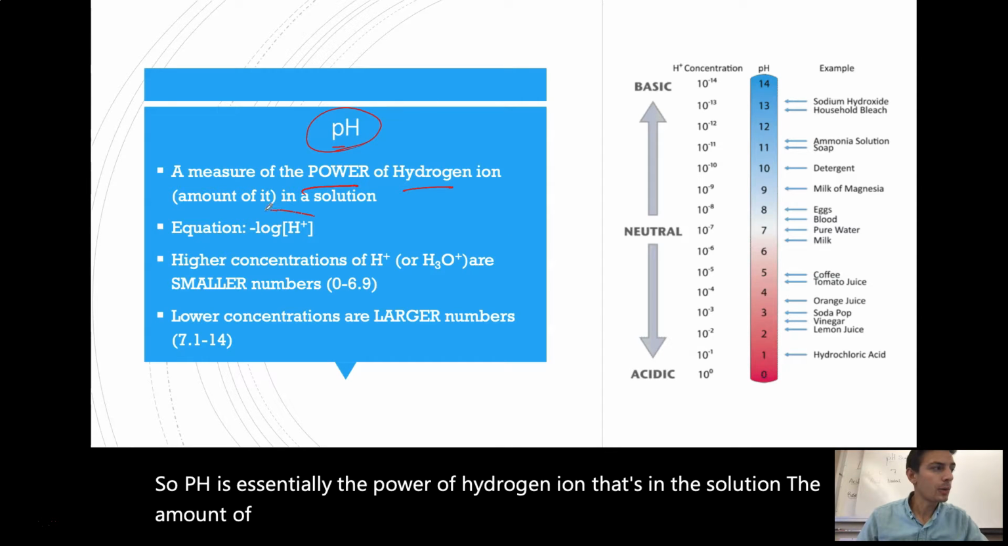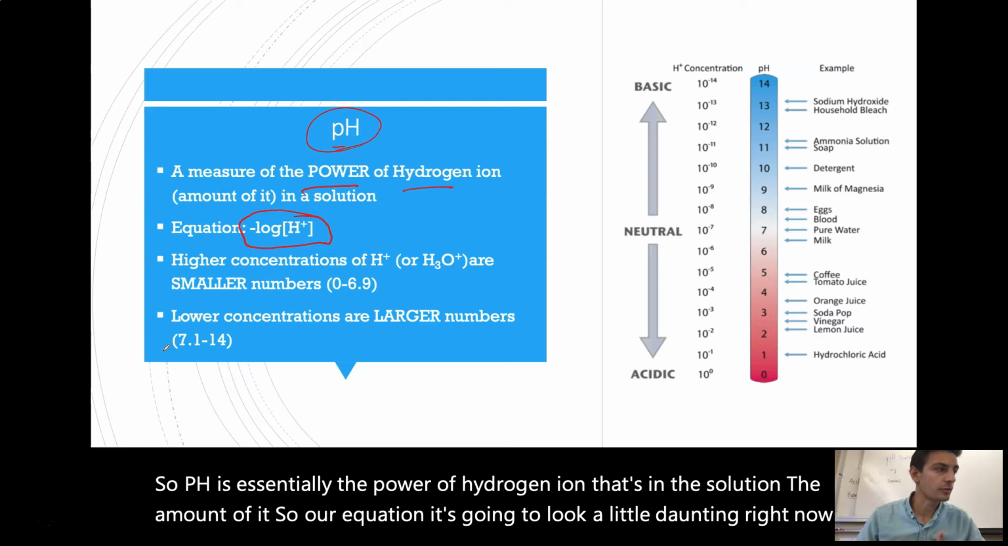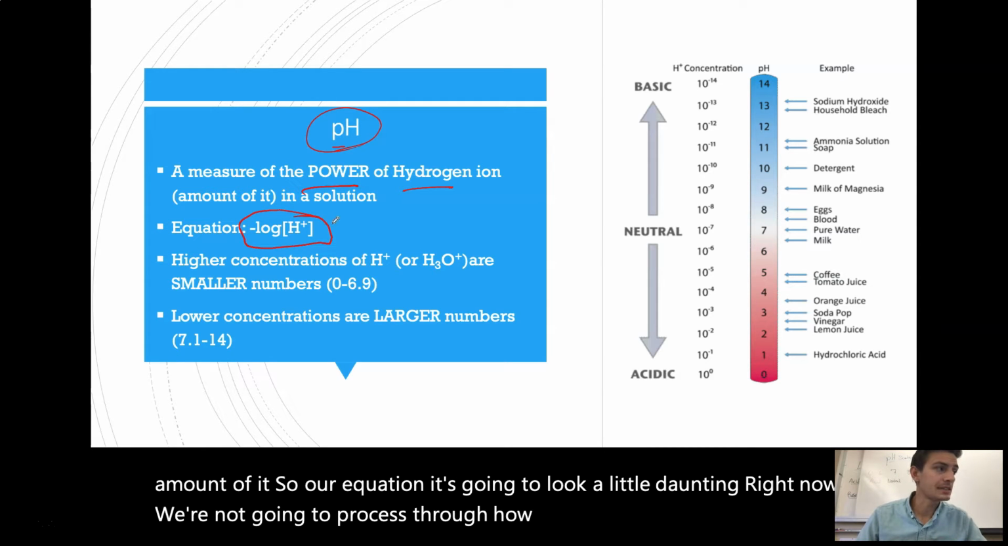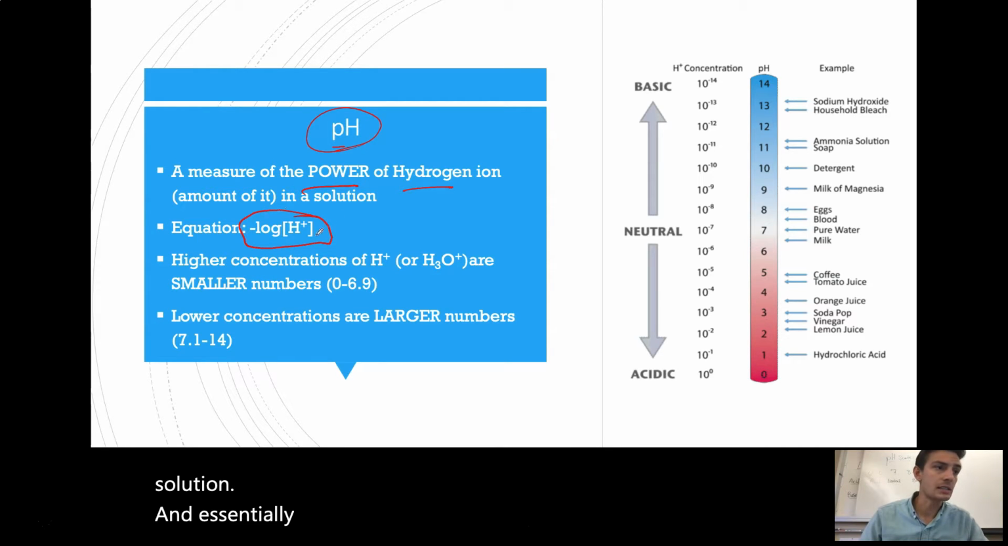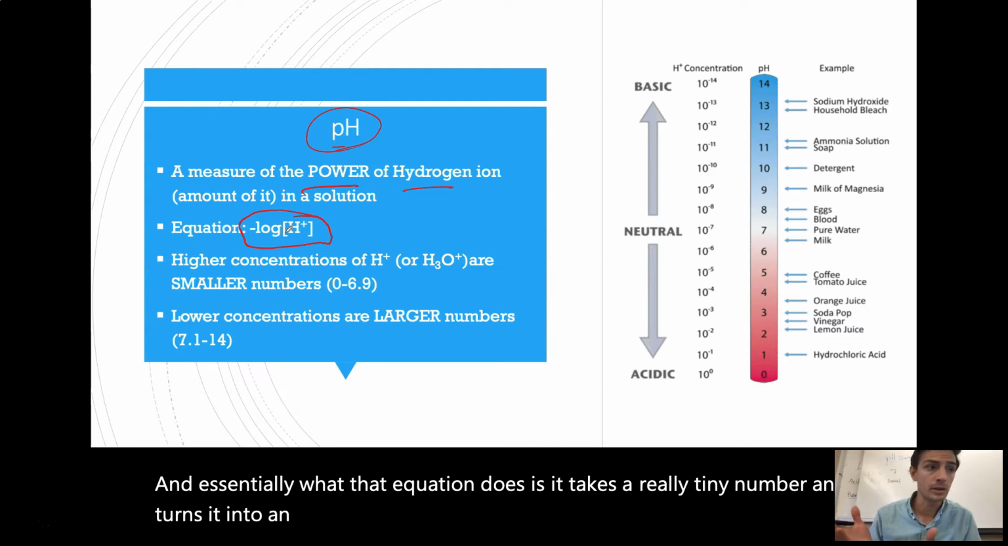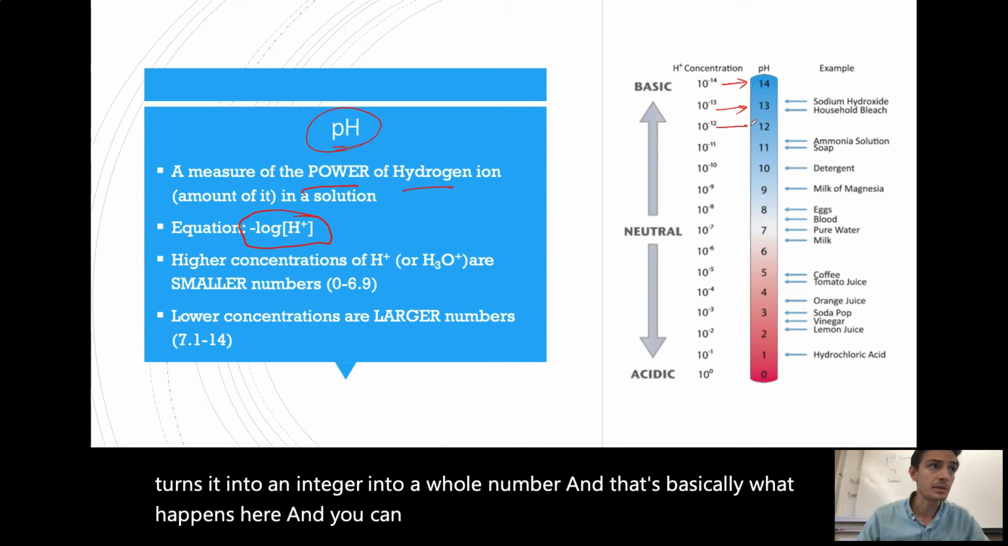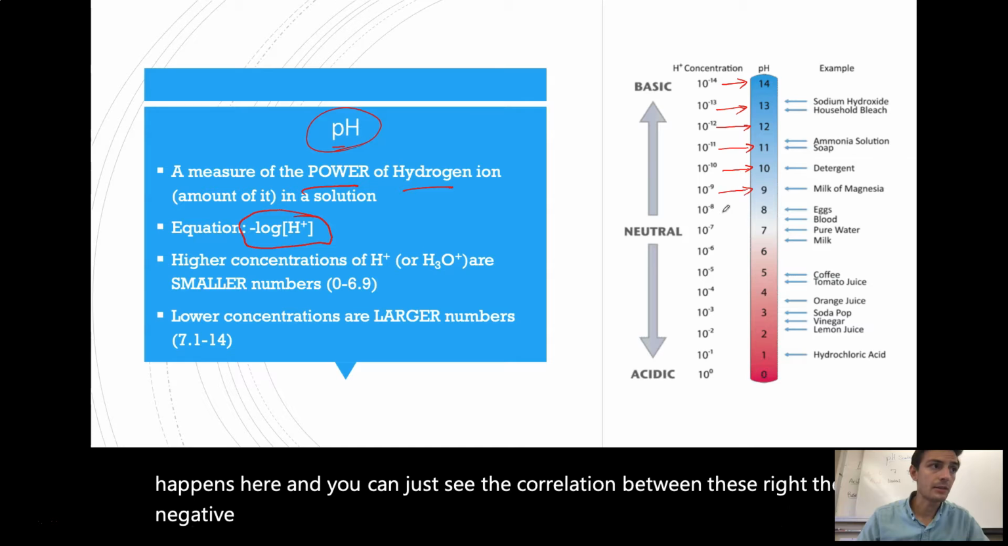So our equation, it's going to look a little daunting. Right now, we're not going to process through how to solve for this. It's actually pretty simple, but it's the negative log of hydrogen ion concentration in solution. And essentially what that equation does is it takes a really tiny number and turns it into an integer, a whole number. And you can just see the correlation between these, right? The negative 11 becomes 11. The negative 9 becomes 9. The negative 7 becomes 7.